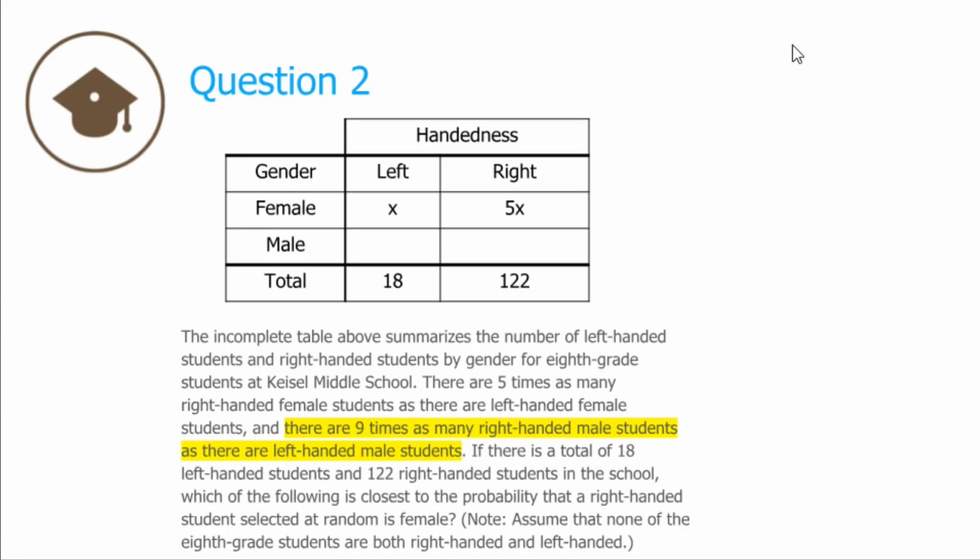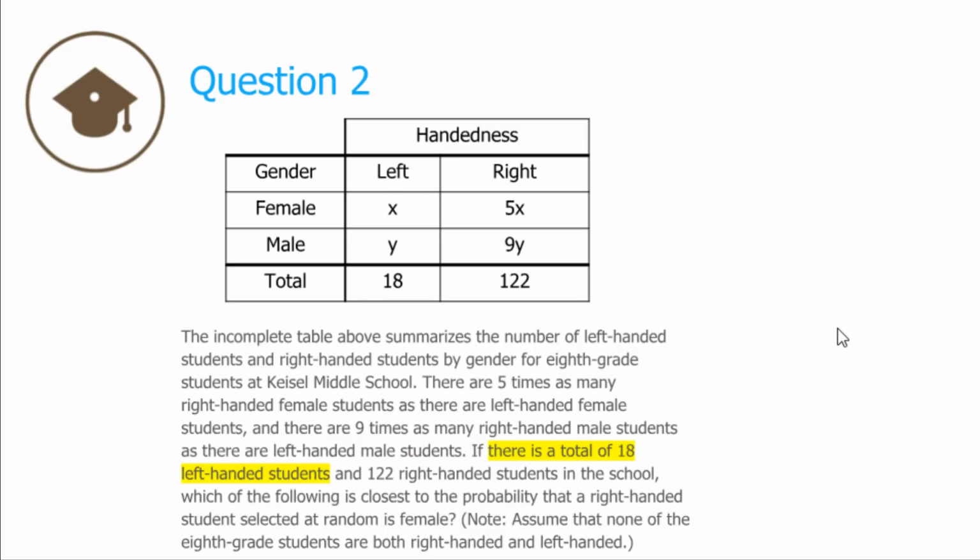So we want to be sure that once we've used a variable, we know exactly what that means. So it might be a really good idea at the top of our screen to define what x means, and then be sure to define a new variable for male left-handed students. So here we can choose something like y. So there's y left-handed male students, 9y right-handed male students. Cool. All right, let's go ahead and move on.